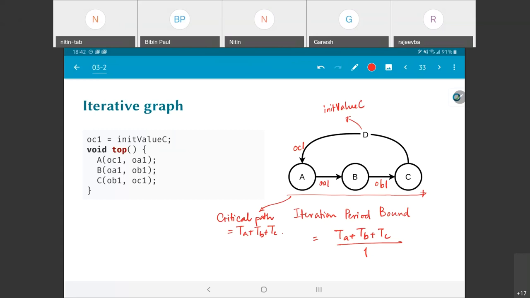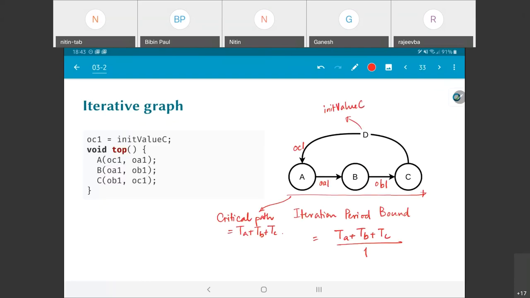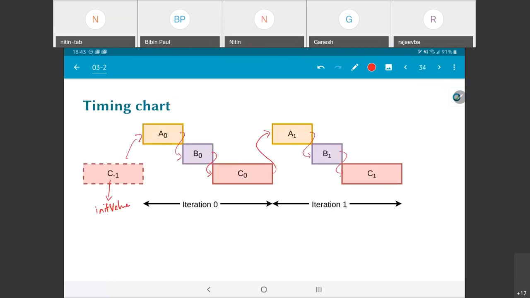Now, let's look at possible execution of this, assuming that A, B, and C are effectively separate hardware units. The way that I've drawn it over here, this C minus 1 is the init value, which is used by A0, that in turn is used by B0, then used by C0, and that output is used by A1. That's precisely what I'm seeing over here. This C0 output is then going to be used by A. And then once again it goes on like that. I can think of this as iteration 0, which is basically A0 plus B0 plus C0, then iteration 1, and so on.